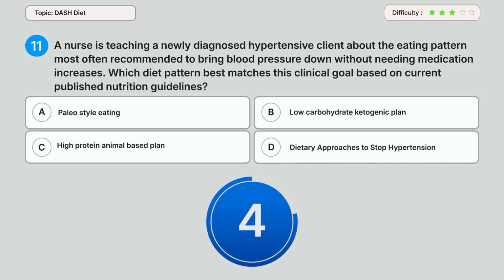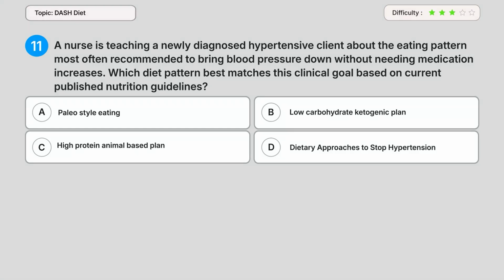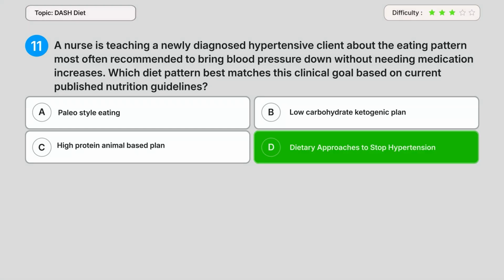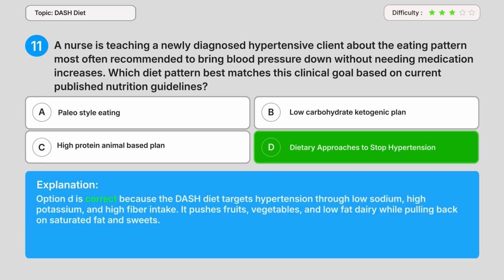Can you guess the answer? Correct answer, D. Dietary approaches to stop hypertension. Explanation: Option D is correct because the DASH diet targets hypertension through low sodium, high potassium, and high fiber intake. It pushes fruits, vegetables, and low-fat dairy while pulling back on saturated fat and sweets.